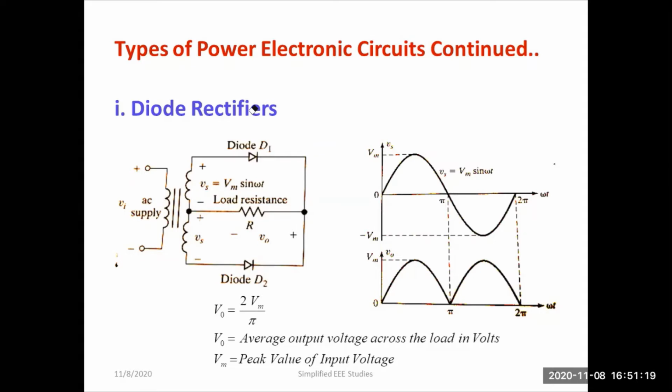Now let us understand how it operates. It operates during the positive and negative half cycles. The ultimate goal of the diode rectifier is to convert the AC supply into DC supply. We have the AC supply. You can see this is your AC supply. The AC supply has to be converted into DC supply. So that is the ultimate goal of this diode rectifier.